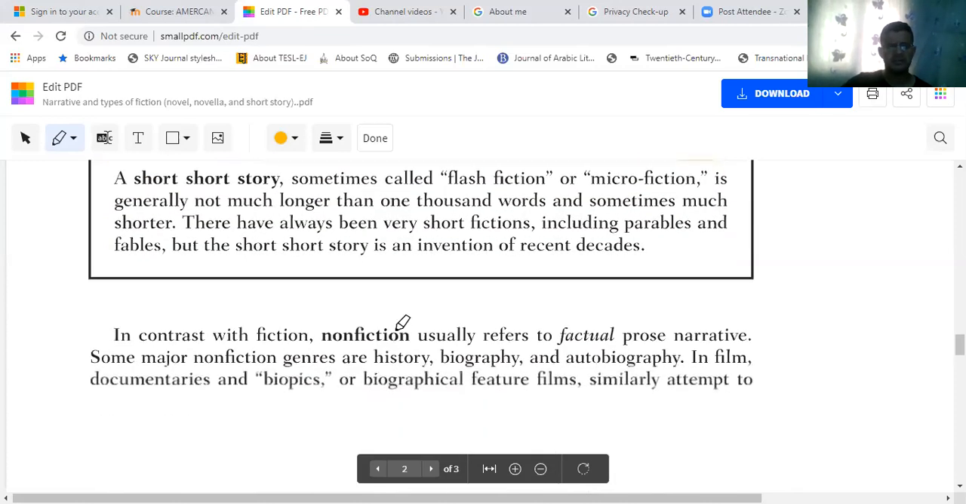Now, the last type of fiction is the very short story, sometimes called flash fiction or micro fiction. This is generally not much longer than 1,000 words and sometimes much shorter. There have always been very short fictions, including parables and fables. But the short story as a form is an invention of recent centuries. So here are examples of short fiction.